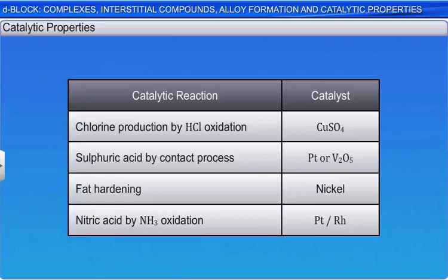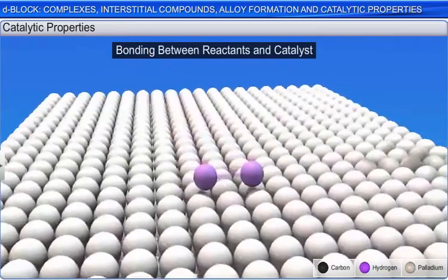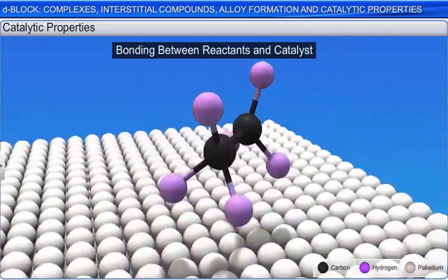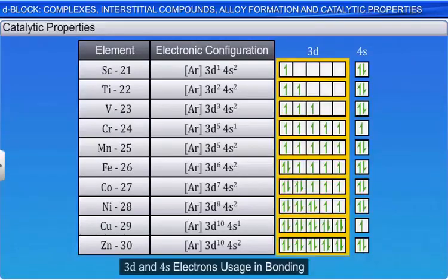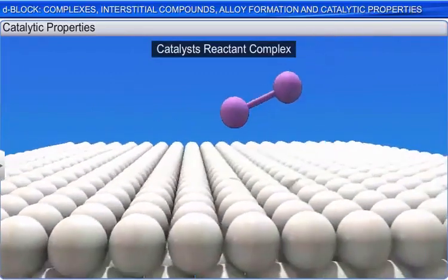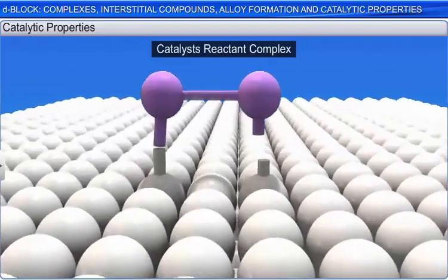Many views have been advanced to explain the mechanism of catalysis. In catalysis at a solid surface, bonds would be formed between the molecules of the reactants and the surface atoms of the catalyst. The 3d electrons of the first transition series elements are used in bonding, in addition to the 4s electrons. Thus, the concentration of the reactants at the catalyst surface increases, and the bonds of the reactant molecules weaken because their activation energy is lowered.